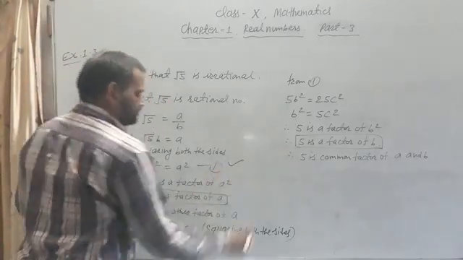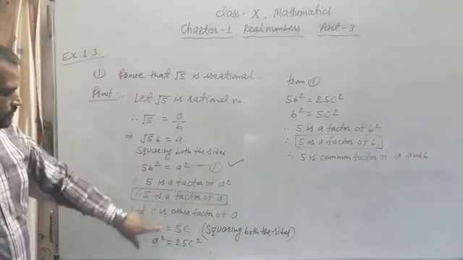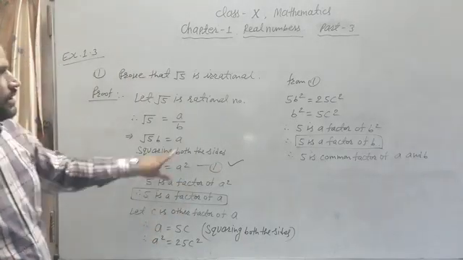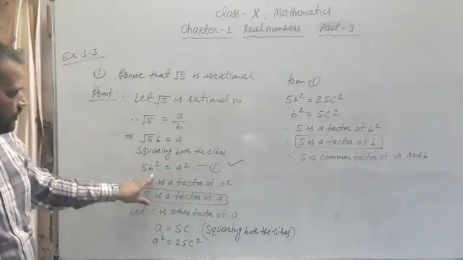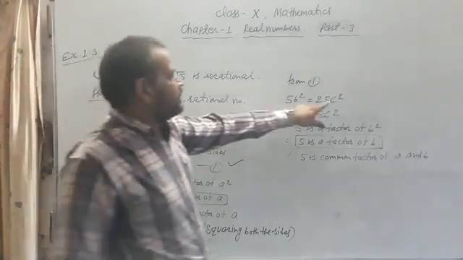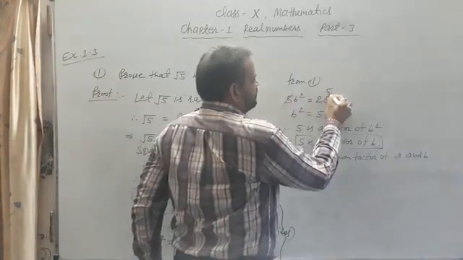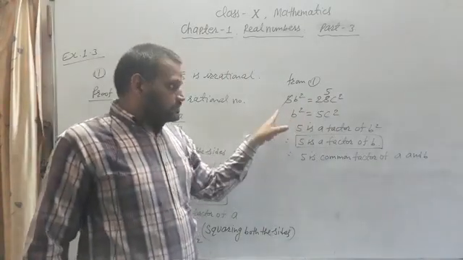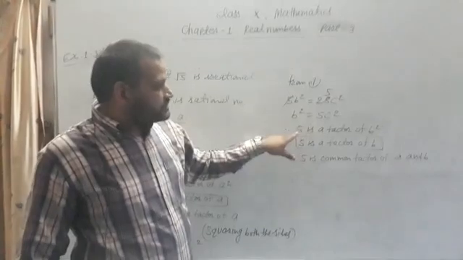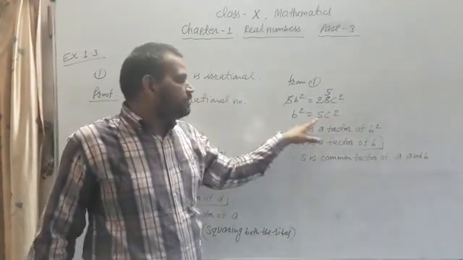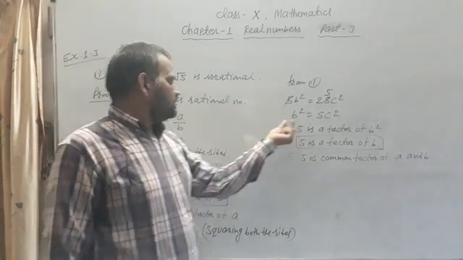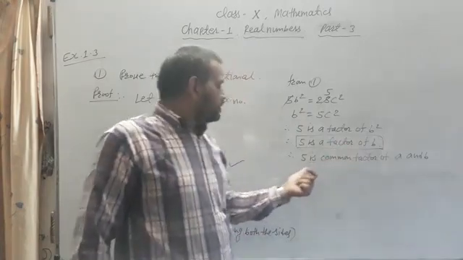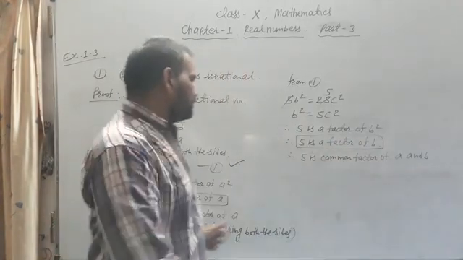From the first relation, 5b square equals a square. So the value of a square is 5b square. By replacing this value, 5b square equals 25c square, that is 5 times b square equals 5 times 5c square. By using this relation we can say that 5 is a factor of b square. Second relation mein kya karenge? 5 is a factor of b square. Therefore 5 is a factor of b. Therefore 5 is a common factor of a and b.